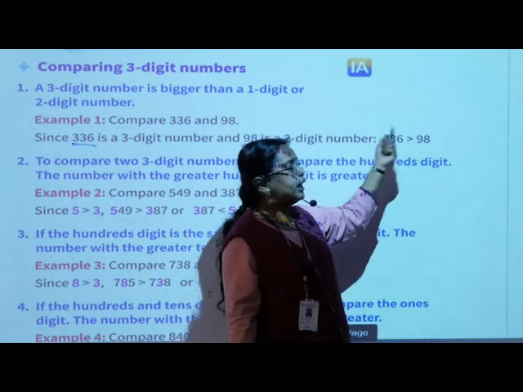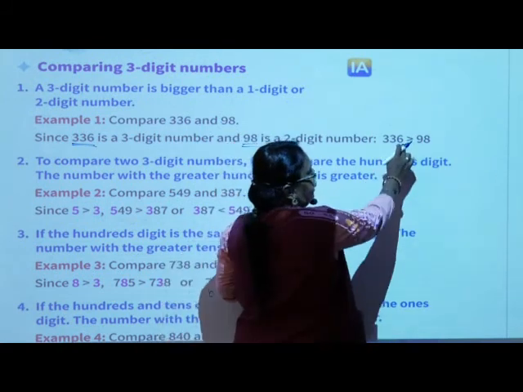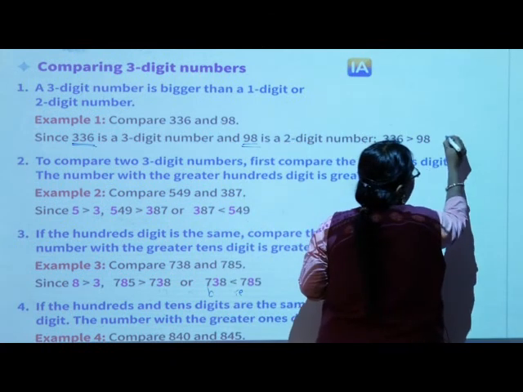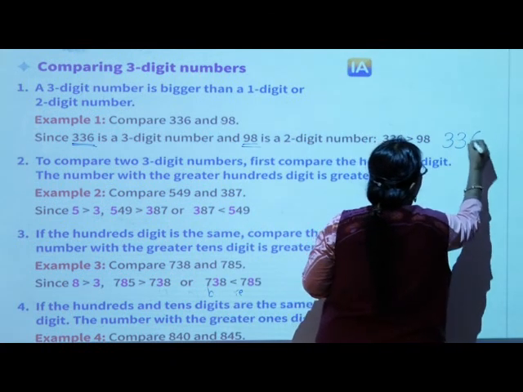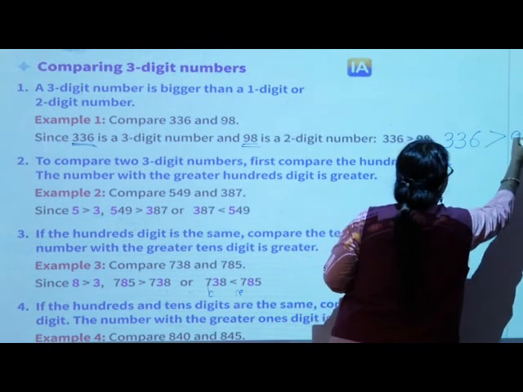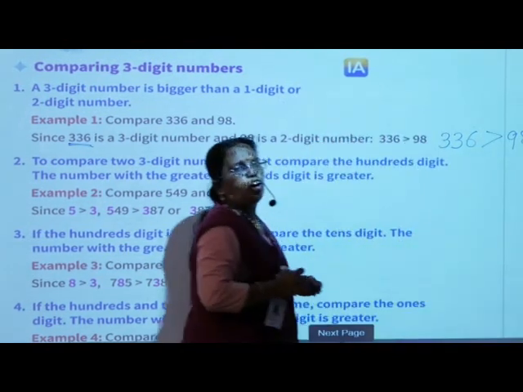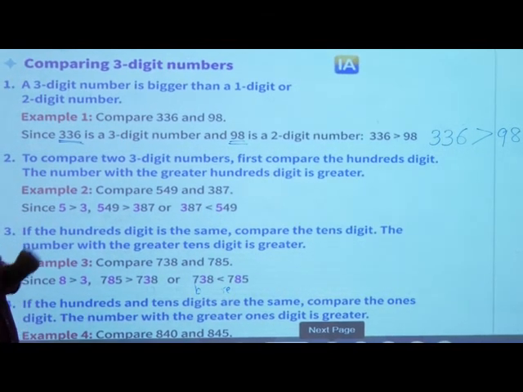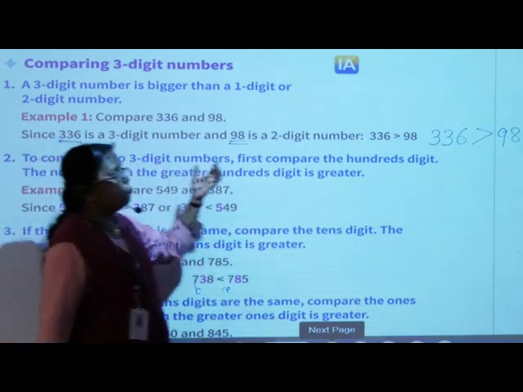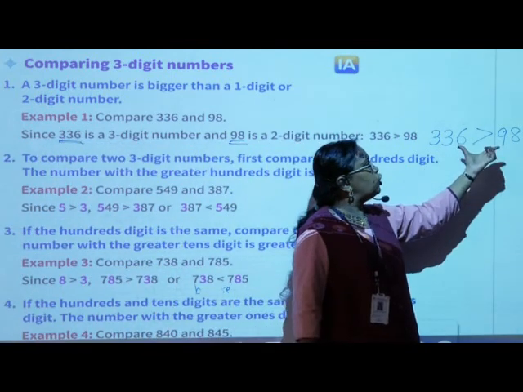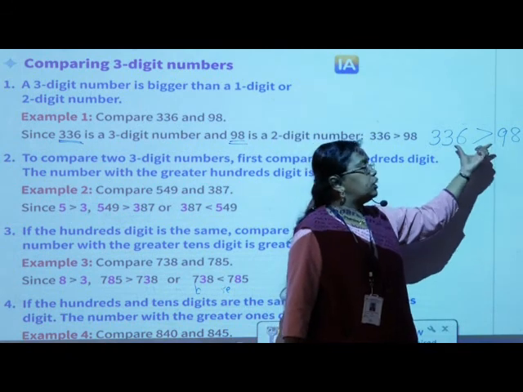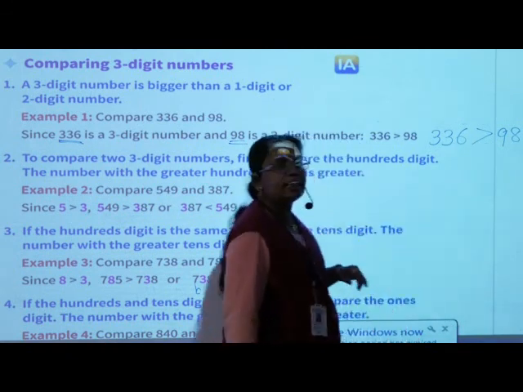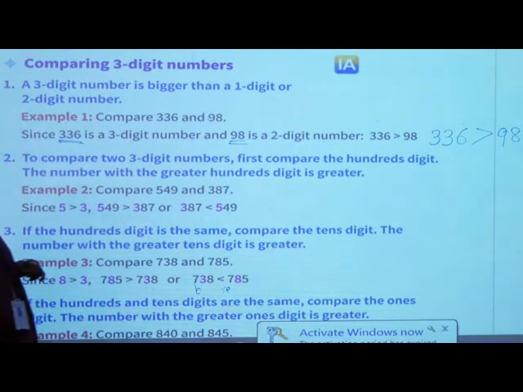So you can show the sign this way, that is 336 greater than 98. In this way also you can show, that is the greater sign. 336 is greater than 98. Means we are comparing in both. So we can say which is more? 336 is more.